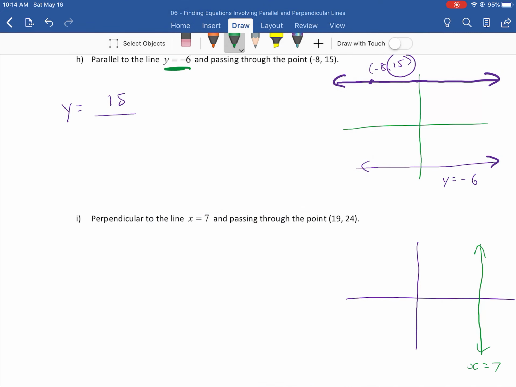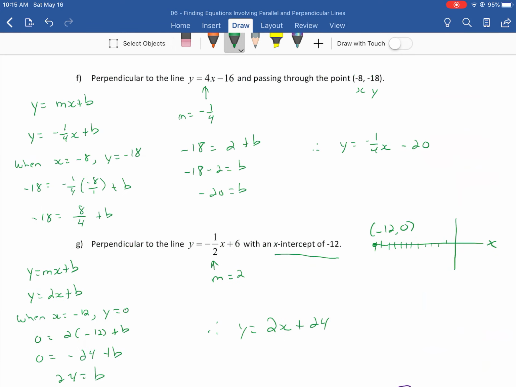It's got to go through the point (19, 24), up here, way up here somewhere, (19, 24). I'm not trying to draw it to scale, just trying to get an idea of what's happening. I want a horizontal line going through (19, 24). If it's horizontal, I know it's going to have an equation y equals some number. And what's the y value of this point? 24, so it's y equals 24.